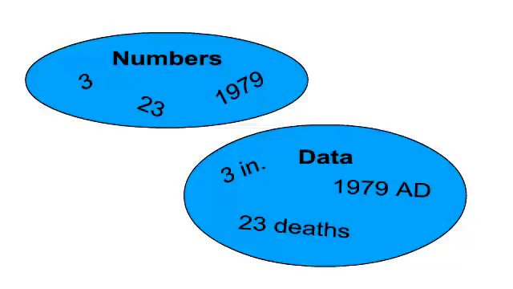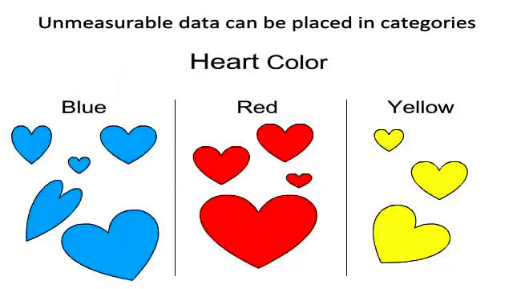For example, 3, 1979, and 23 are just numbers. 3 inches, the year 1979, and 23 deaths due to cholera are numbers in context. Data can be expressed in categorical or numerical ways.